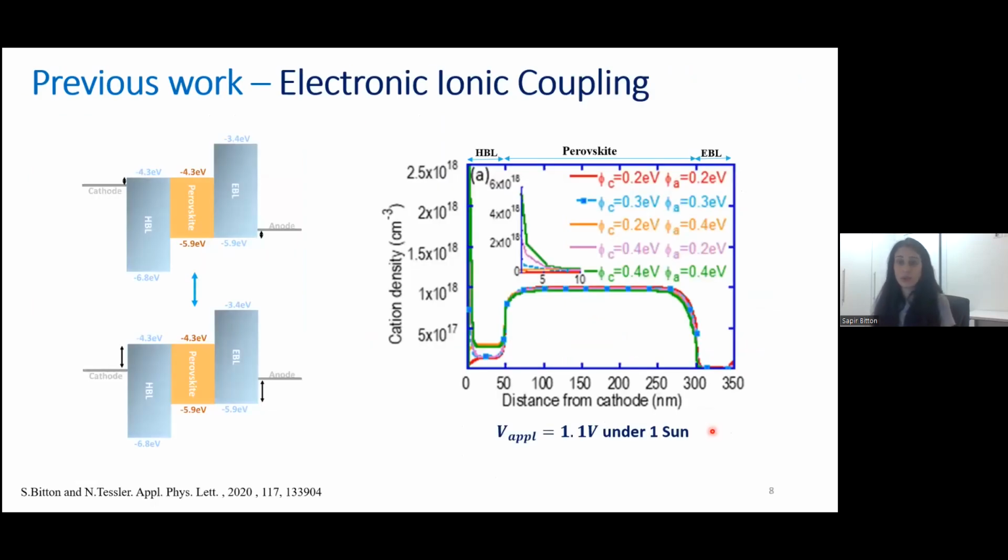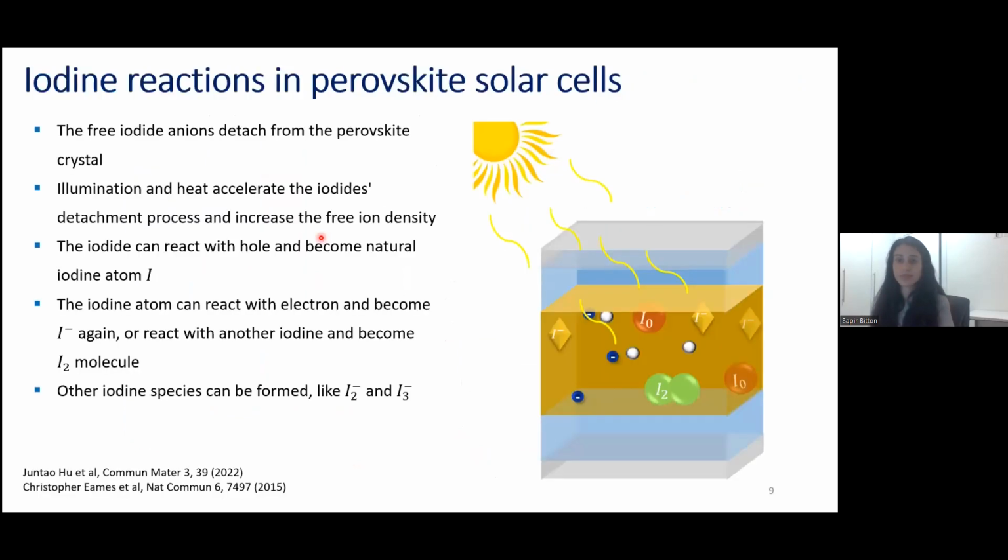In another previous work, we pointed out the relation between the ion concentration near the contacts and the energy barriers between the electrodes and the blocking layers. So with the right choice of electrodes, we could get less ion accumulation near them and probably also better stability. Okay, so that's all with the previous work. From here, I'll talk about the main subject, the iodine reaction effect.